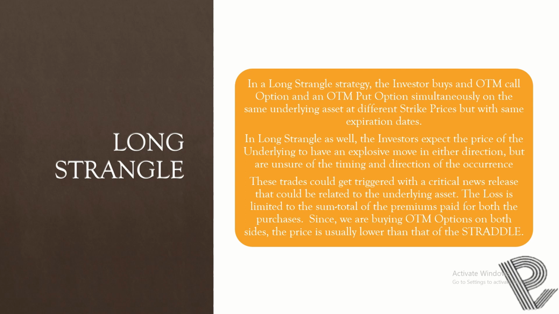These trades could get triggered by a critical news release that could be related to the underlying asset. The loss is limited to the sum total of the premiums paid for both the purchases. Since we are buying OTM options on both sides, the price is usually lower than that of the straddle.